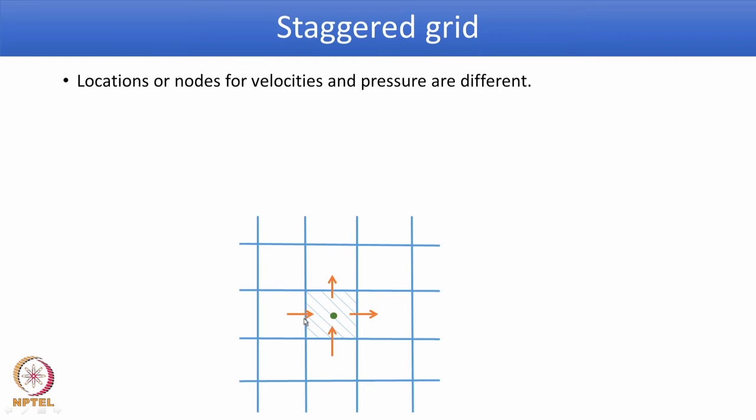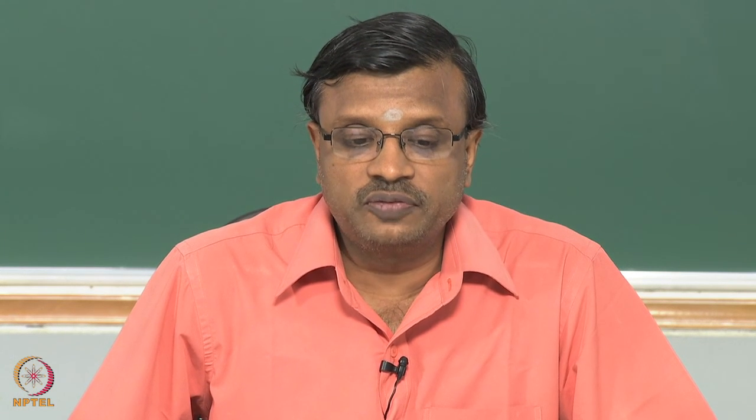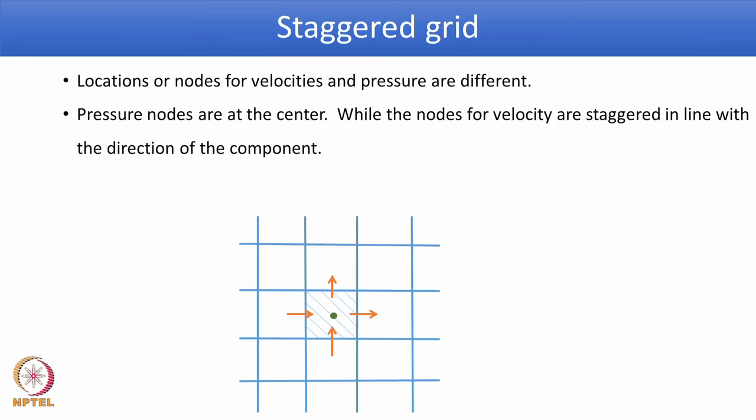So, u velocity variables are stored on the vertical line at this place, which is half a cell distance from the center in the x direction. Similarly, v velocity variables are stored on the horizontal line as shown here, which is half a cell distance in the y direction from the center of the cell. So, you have 3 locations, one for each velocity and one for pressure or scalar, whereas in the co-located arrangement you have the same location. Now this results in different computation. Pressure nodes are at the center, while the nodes for velocity are staggered in line with the direction of the component.